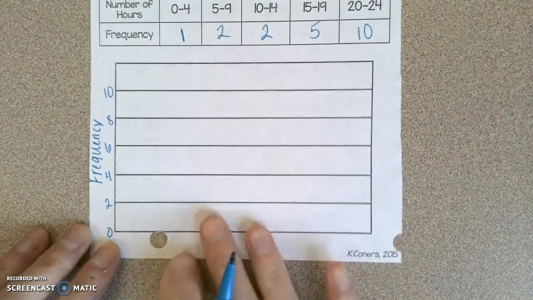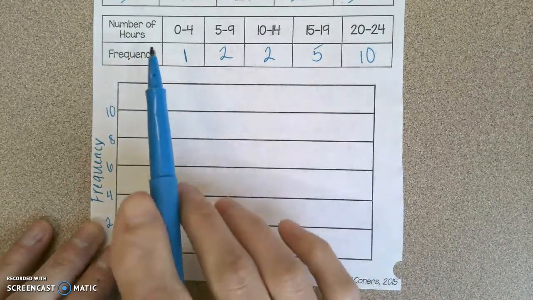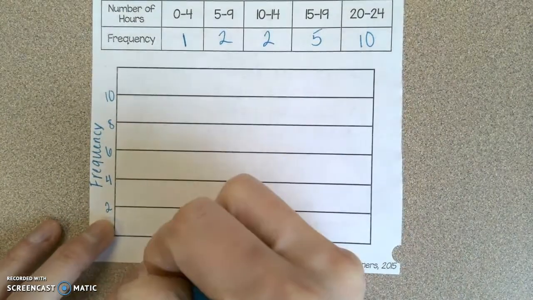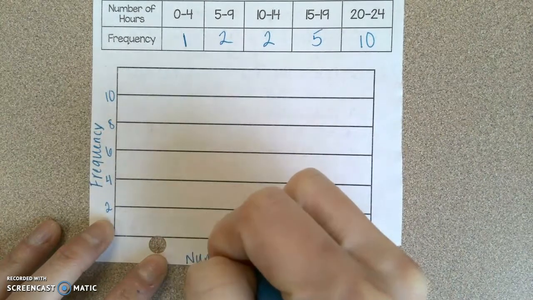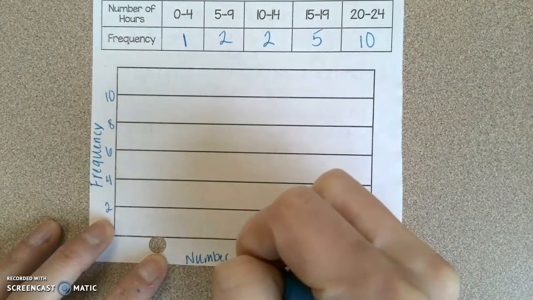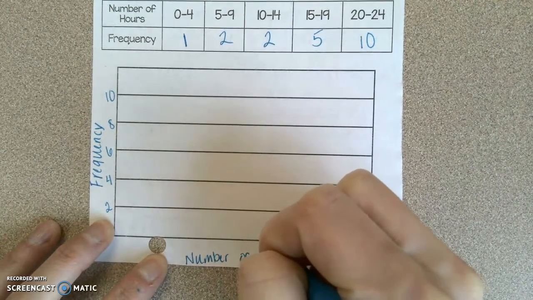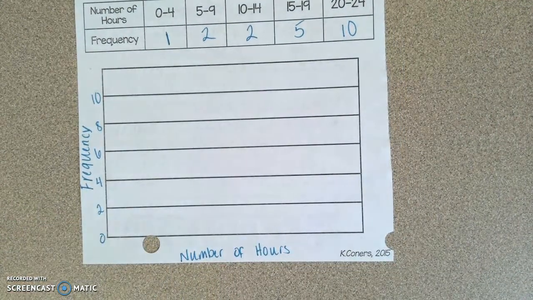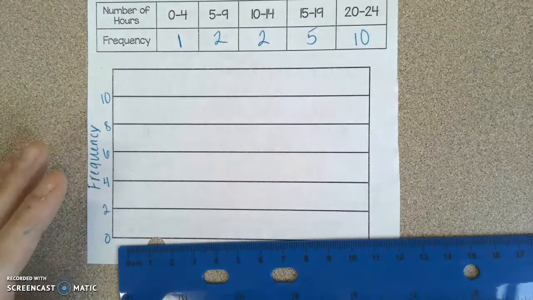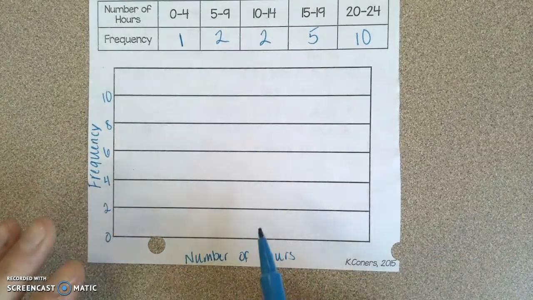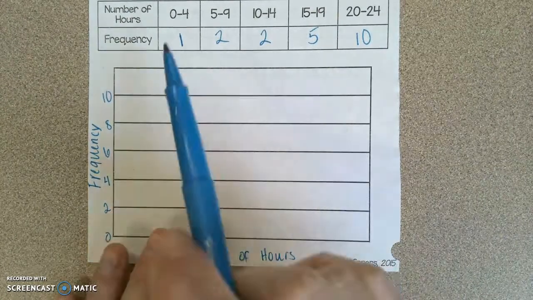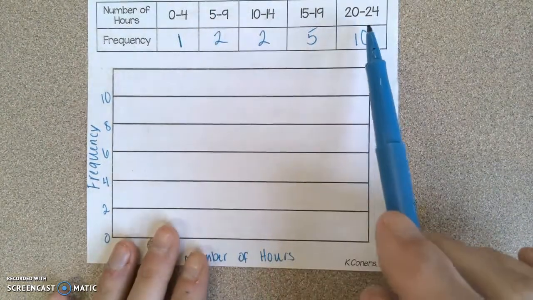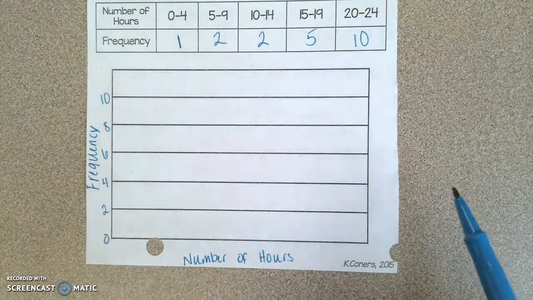Then I'm going to put the number of hours down here at the bottom, and I'm going to label this number of hours. The next thing we want to figure out is that we want our bars to all be the same width, and they're all going to be touching. We have 1, 2, 3, 4, 5 intervals, so we need 5 equal size bars.